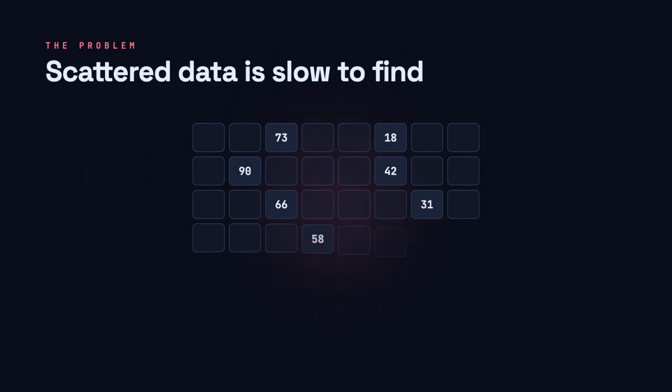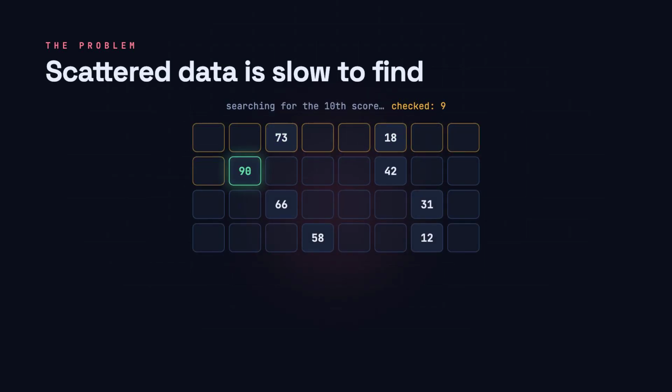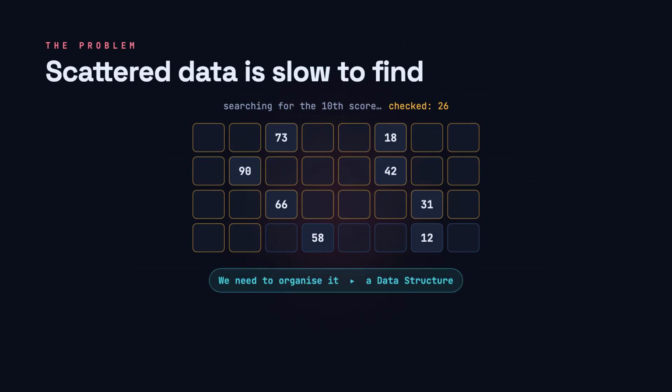But a single value is rarely enough. Suppose we want to store the test scores of a whole class. If we just scatter them randomly across memory, we'd have no way to find the 10th score without checking box after box. We need a system, an agreed way to organize data so we can both store it and get it back quickly. That system is called a data structure.